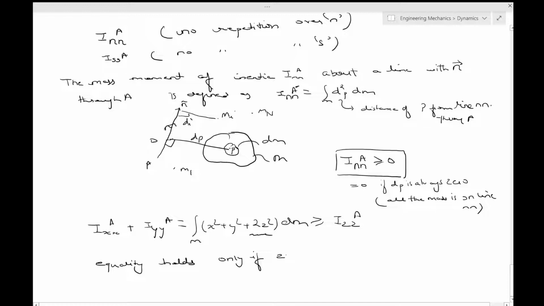Only if z is equal to 0, that is, mass distribution in plane xy through A.